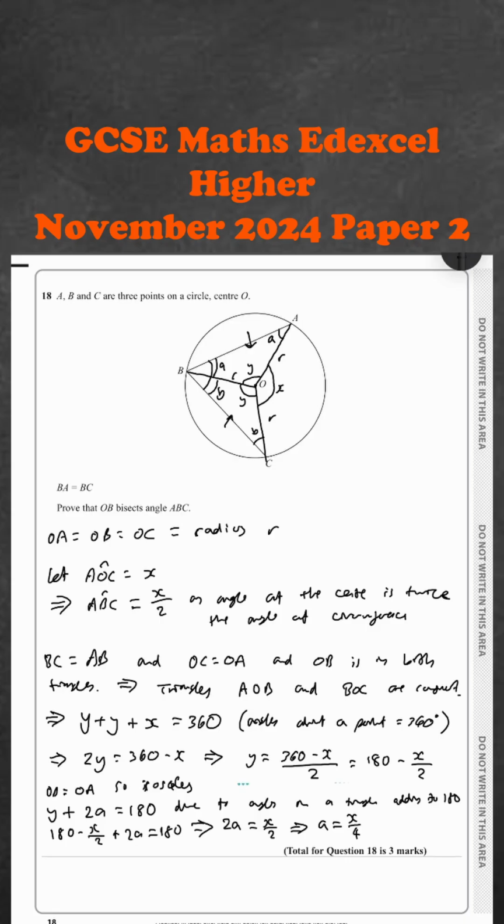and therefore, since we do exactly the same thing with b, b also equals x over 4, which means OB bisects ABC as it goes right down the middle. And we have proved that since the fact that B is exactly half and A is exactly half of the full angle ABC.